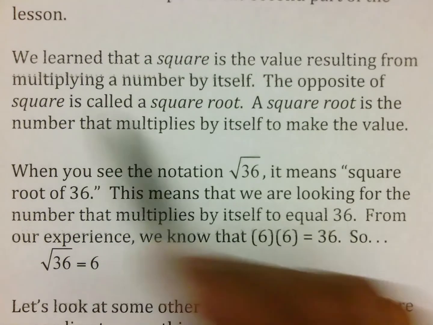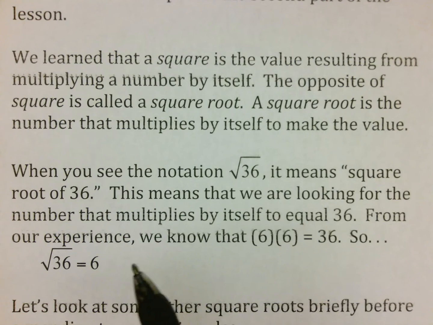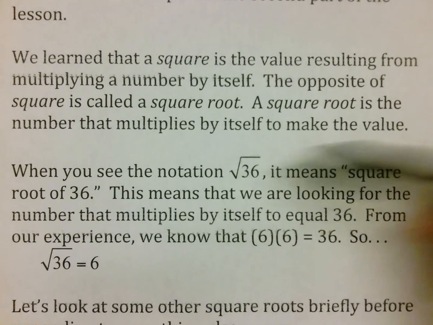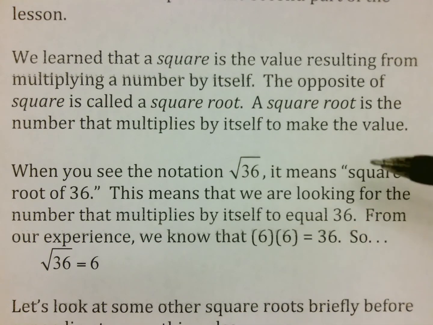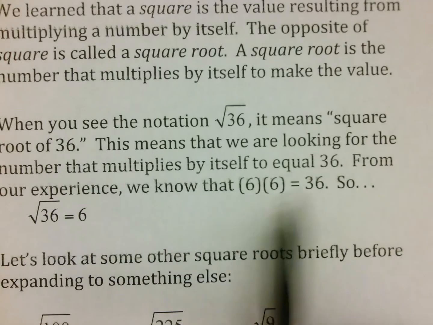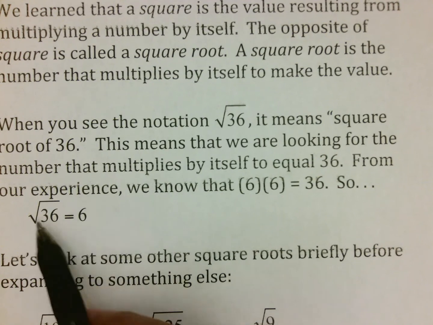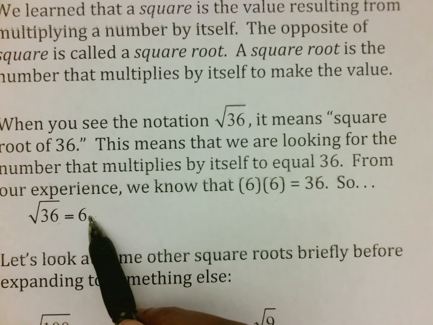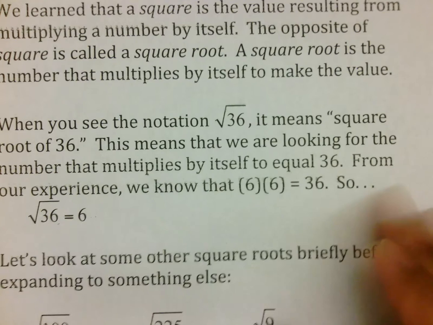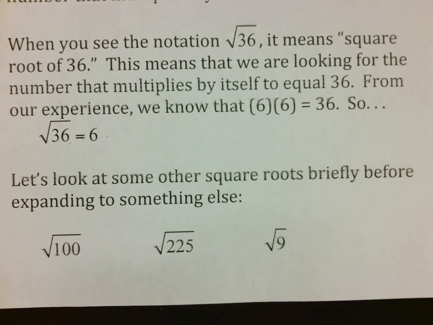The opposite of a square is called a square root. So the square root is a number that multiplies by itself to make the value. So when you see this notation here, it means square root of 36, and it means we're looking for the number that multiplies by itself to equal 36, which is why you want to try to memorize that list, because you want to be able to think your way through it. In our experience, we do know that 6 times 6 is 36. And so the square root of 36 has to be 6, because 6 times 6, or 6 squared, is equal to 36.